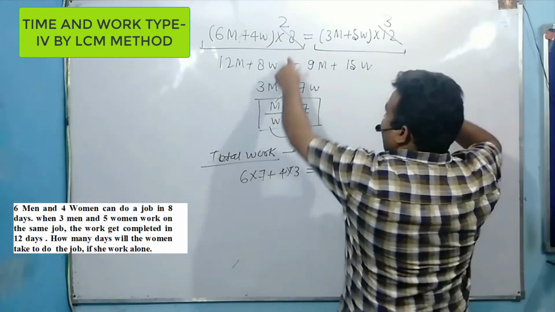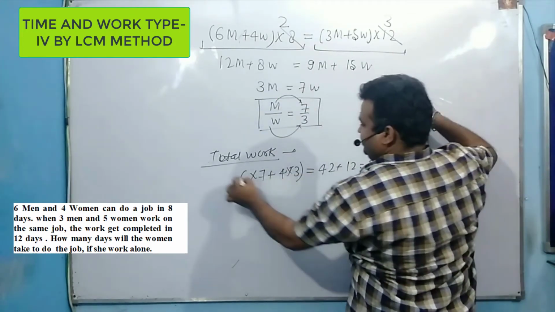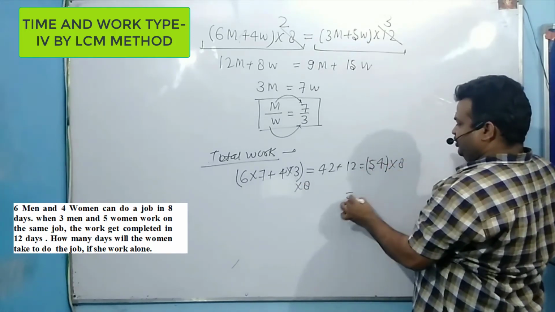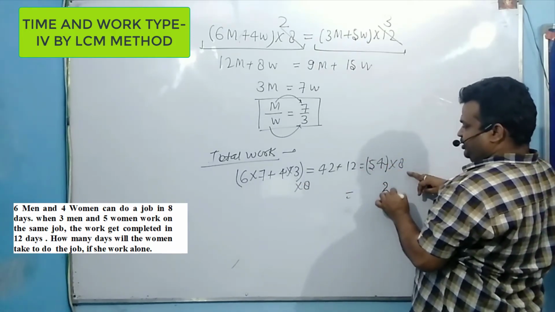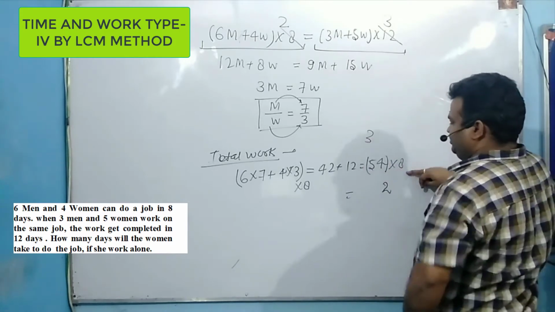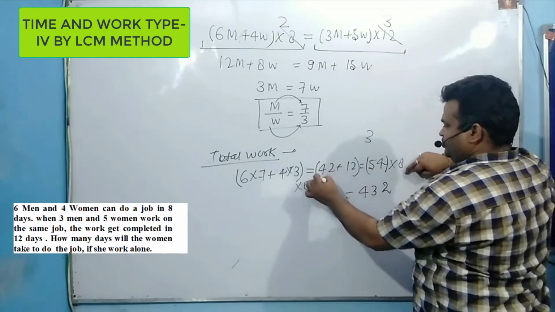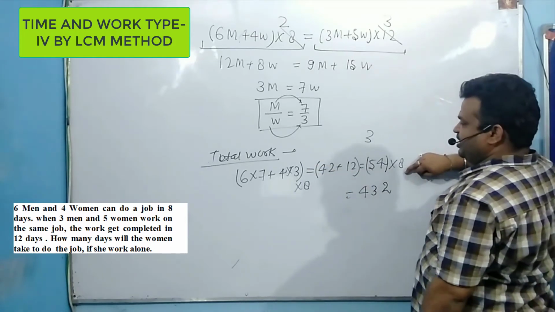Now, work for how many days? Sorry, this is work for 8 days. So 54 multiplied by 8. 8 4s are 32, 2 carry 3. 8 5s are 40, plus 3 is 43. So 432.